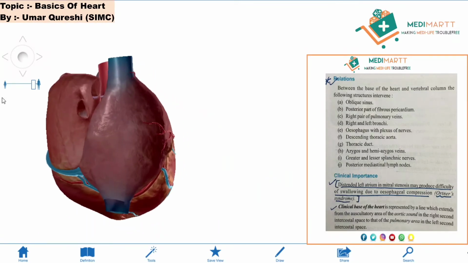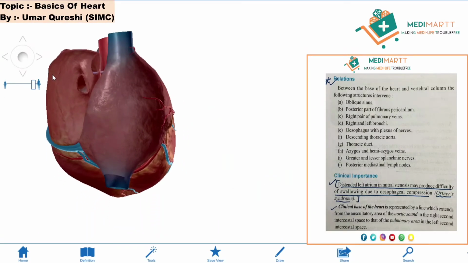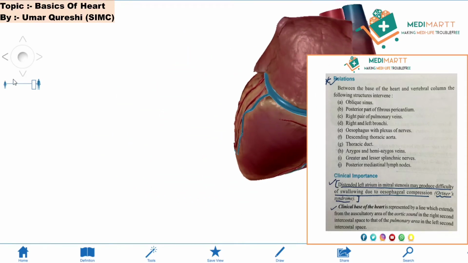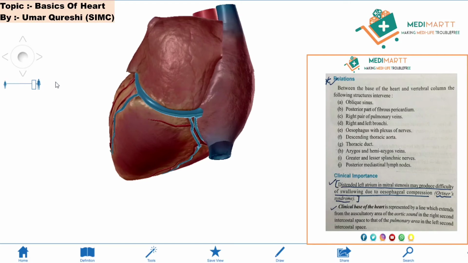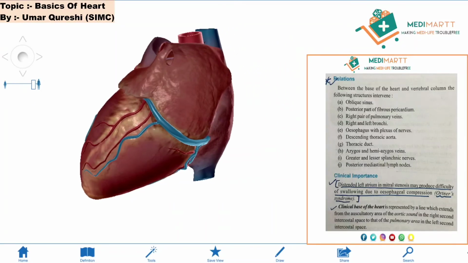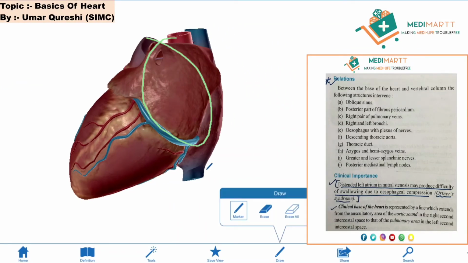What is written in Ekadatta is that the distended left atrium in mitral stenosis may produce difficulty of swallowing due to esophageal compression. Understand that, as it is talking about the left atrium. This is the left atrium. Distended means the left atrium will be a little bit swollen. Just understand this, distended left atrium in mitral stenosis.